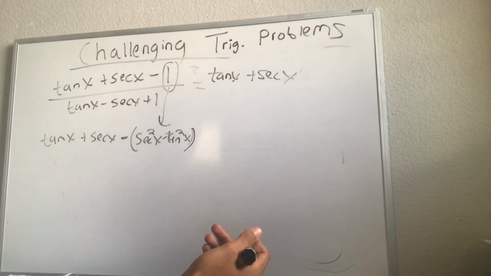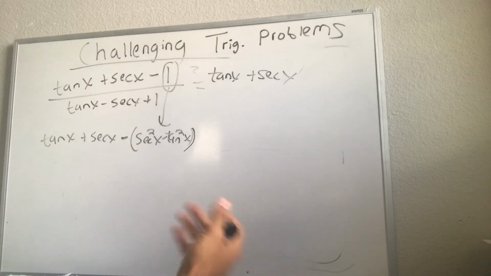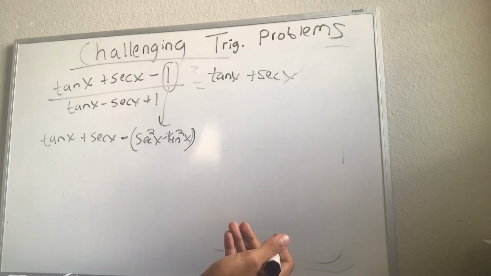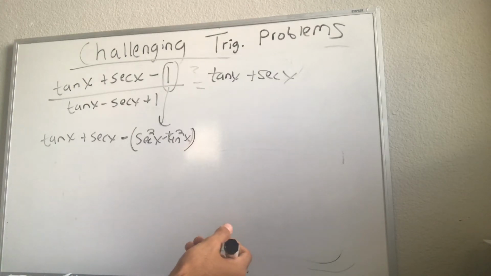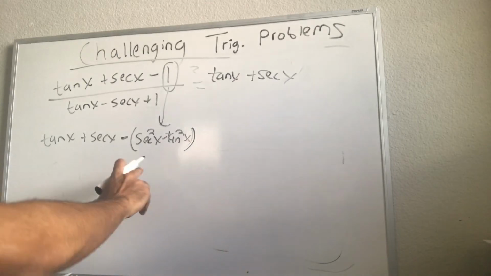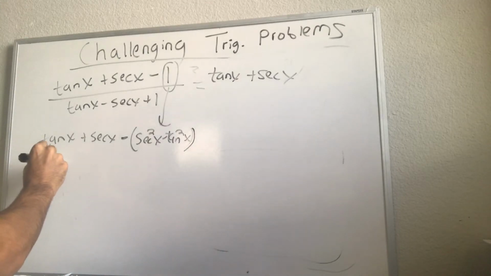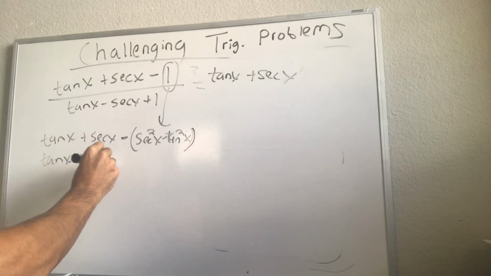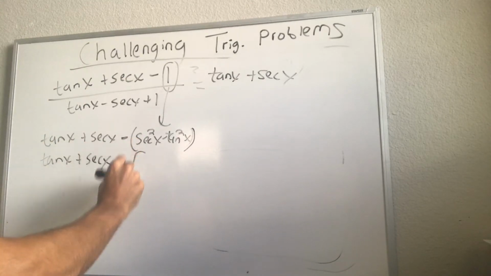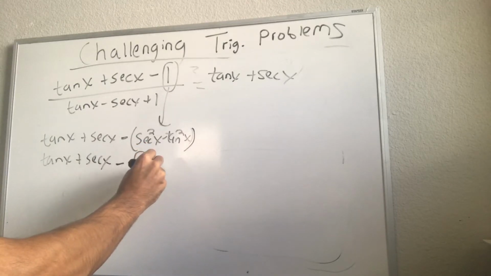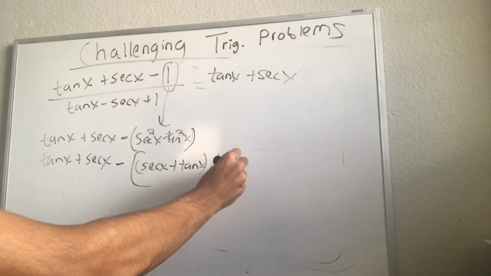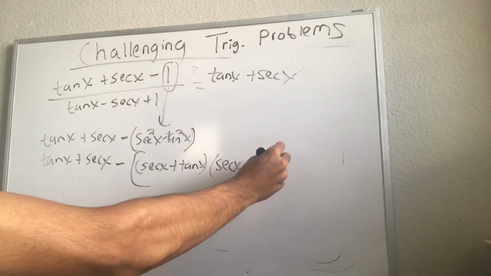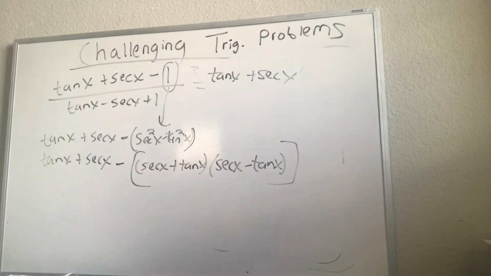So now we have this, and looking at this, if you recall, this is in the form of a squared minus b squared. Anything in the form of a squared minus b squared can be written in the form of a plus b times a minus b. That's the other identity, the algebraic identity: a squared minus b squared is equal to a plus b times a minus b. So we can split this up further. We could say tangent of x plus secant of x minus, what we're really saying is secant of x plus tangent of x times secant of x minus tangent of x. So we have this here.